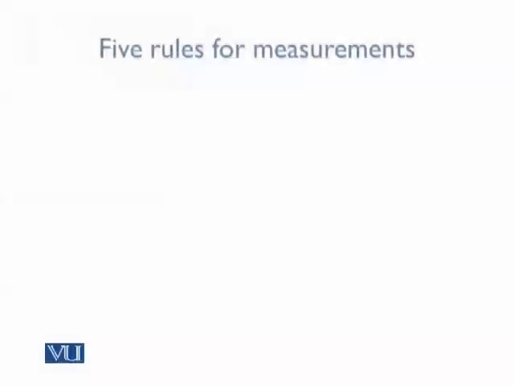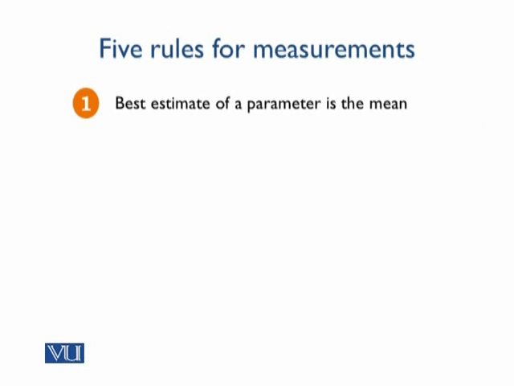So let me now outline some rules for measurements. Whenever we are making measurements, it is important that we replicate our measurement. We just do not base the thing that we are trying to measure on a single measurement. Ideally, we should be taking multiple measurements, and then we can average out all these measurements. So the first rule is that the best estimate of a parameter that you want to measure is the mean. Take multiple measurements, take the mean, and that is the best estimate of the parameter that you're trying to measure.